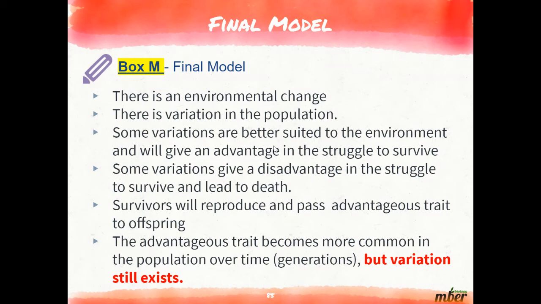Box M, final model. There is an environmental change. There is variation in the population. Some variations are better suited to the environment and will give an advantage in the struggle to survive. Some variations give a disadvantage in the struggle to survive and lead to death. Survivors will reproduce and pass advantageous traits to offspring. The advantageous traits become more common in the population over time, but variation still exists.